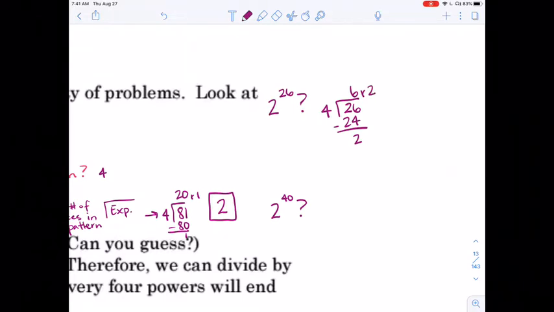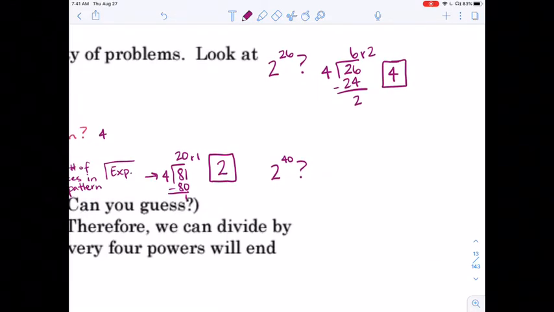So after the 5th time going through the cycle, the 6th time we're going to hand out 2, 4, 8, 6, and I'm going to have 2 cards left in my hand. 2, 4 is the last card that I hand out.